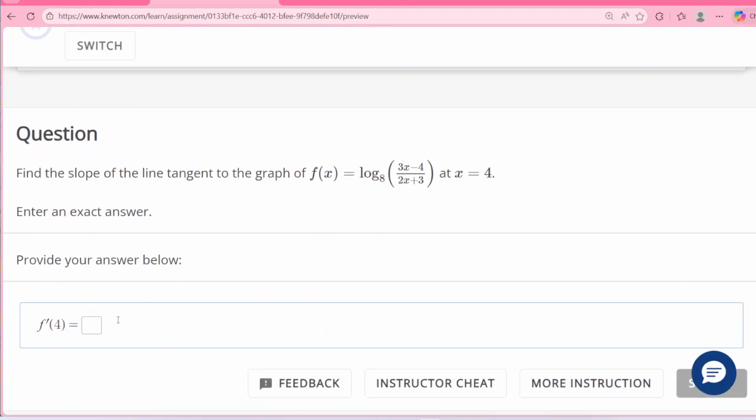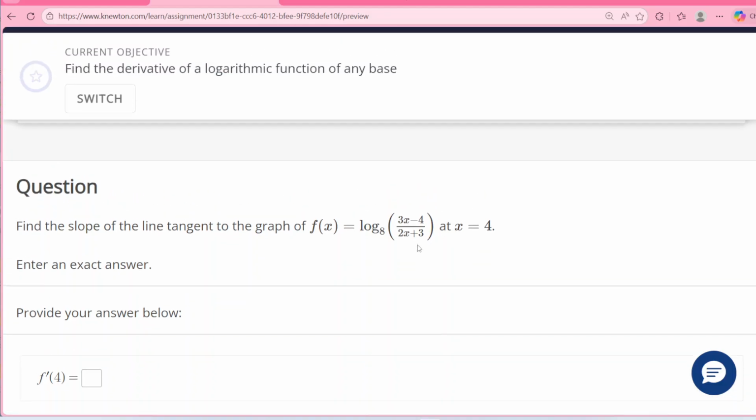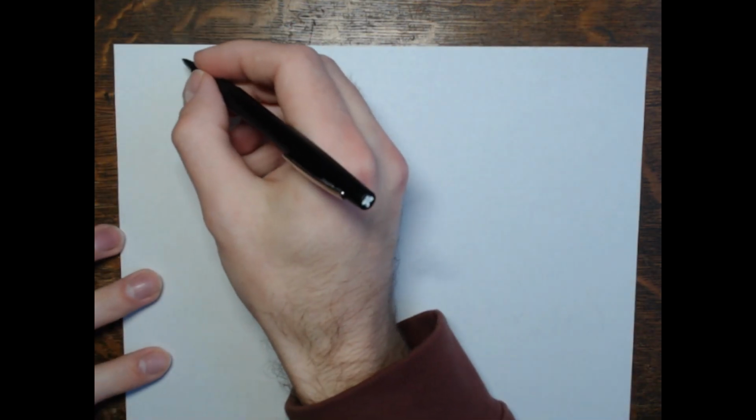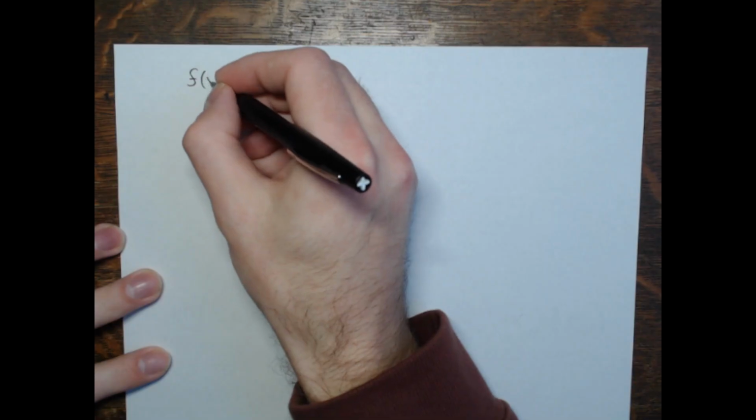All right, so this is simply find an actual value. Find the derivative, find the slope of the line tangent to the graph of this at x equals 4. So I'm actually going to use properties of logs here too. Rewrite this, make it a little easier on myself. So here's what we're originally given.